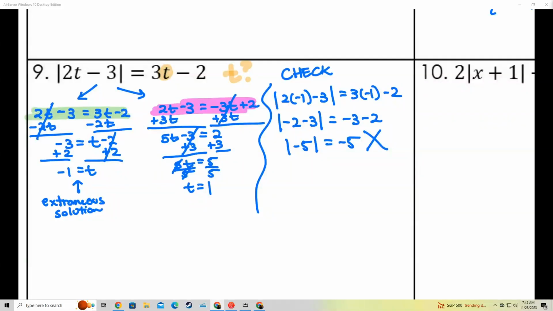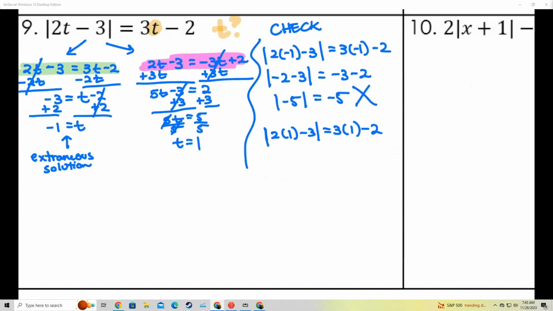Let's see, the absolute value of, this time I'm going to substitute the number 1. 2 times 1 minus 3 equal to 3 times 1 minus 2. Get the absolute value of 2 minus 3 is equal to 3 minus 2. 2 minus 3 is negative 1. The absolute value of negative 1, is that equal to positive 1? Is that true? Absolutely, that's true. And so in this case, t equal 1 is a solution. The negative 1 is not. I only have one answer. The answer is just 1.